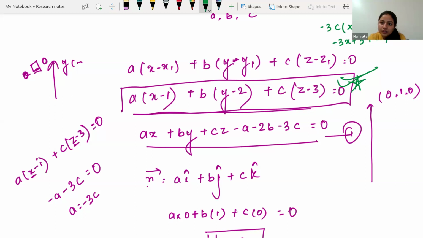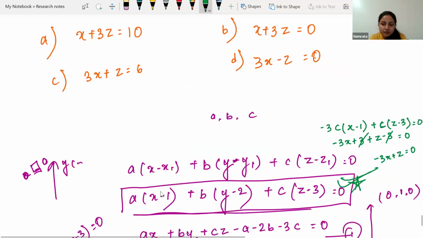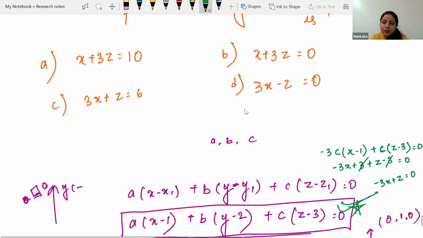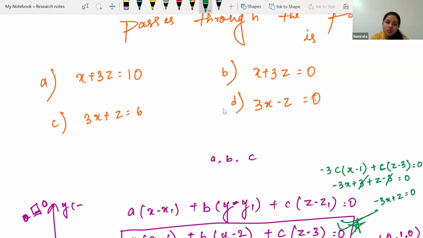So what are we getting? We are getting minus 3x plus z is equal to 0. Let's see whether that option is there or not. Okay, let's make it plus 3x, so it will be plus 3x minus z is equal to 0. Option D is the correct option. Can you see what we have done?